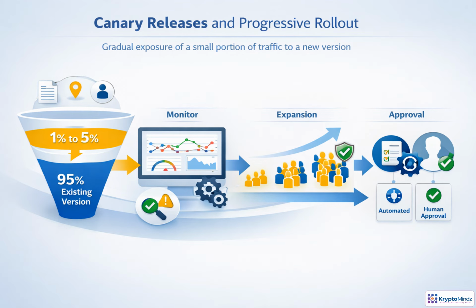Canary releases reduce risk by letting the new version prove itself with real users at very low exposure. You might start with 1 or 5% of traffic while the existing version handles the rest. This pattern works for prompts, models, tools, retrieval indexes, guardrails, and application code. Traffic can be routed by percentage, tenant, region, cohort, feature flag, or request type. Expansion should never happen just because time has passed. Move from stage to stage only when quality, latency, safety, and cost meet predefined gates, with automated checks or human approval where needed.